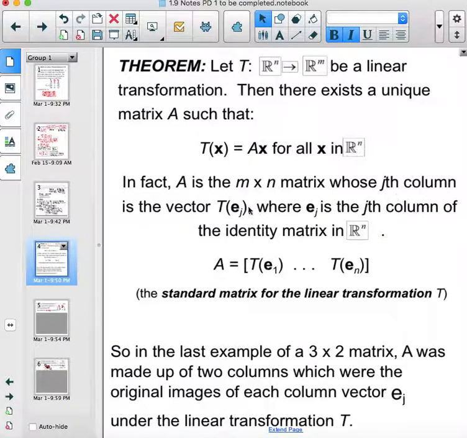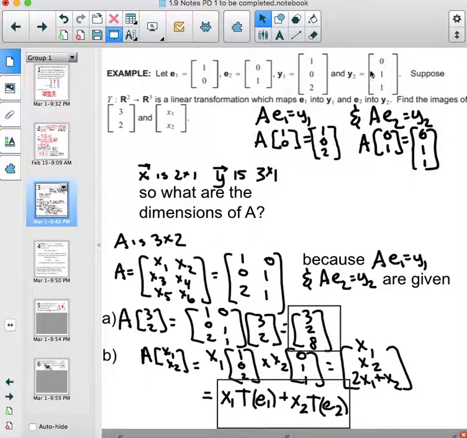So if the jth column is E sub j, then the resulting vector is just going to be that column in the A matrix. We basically just saw that in the last example. We had a 3 by 2 matrix in the last example. A is made up of the 2 columns, which were the original images of each vector. I'll show you that again. This and this are the original images of this, and that's what A is made up of.